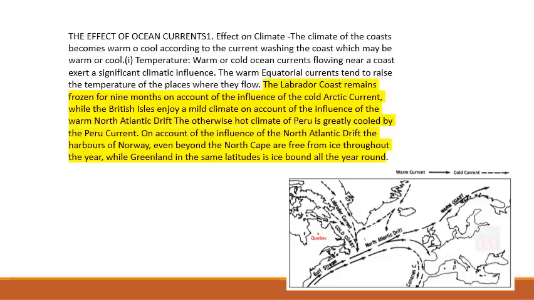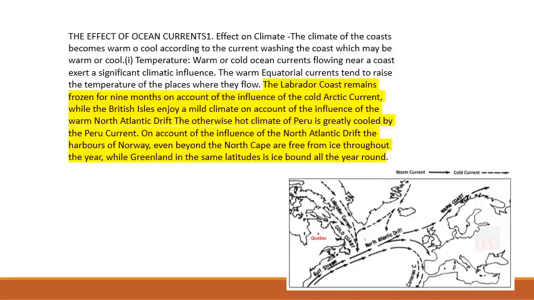On account of the influence of the North Atlantic drift, which carries warm water along with it, the harbors of Norway, even beyond the North Cape, are free from ice throughout the year. While Greenland, which is in the same latitude, is icebound throughout the year.